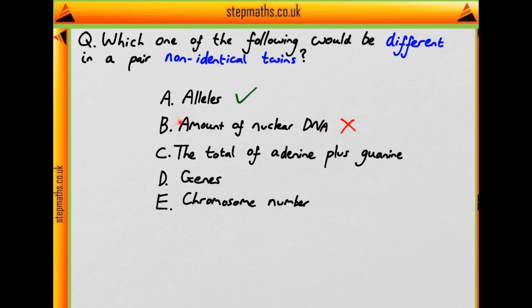So firstly, even though the non-identical twins were formed from different gametes, each gamete carries the same amount of nuclear DNA, so that wouldn't be different. Next, the total of adenine plus guanine would not be different.